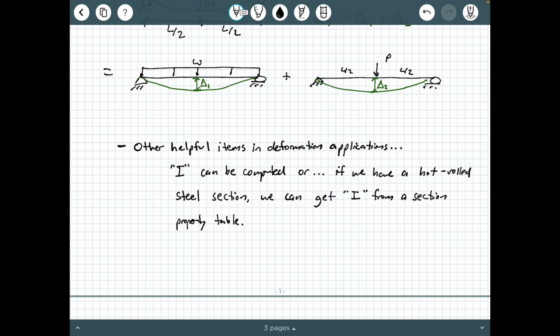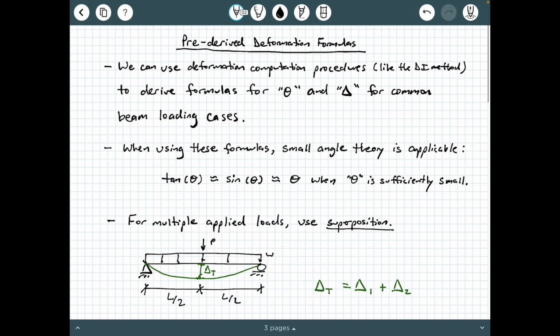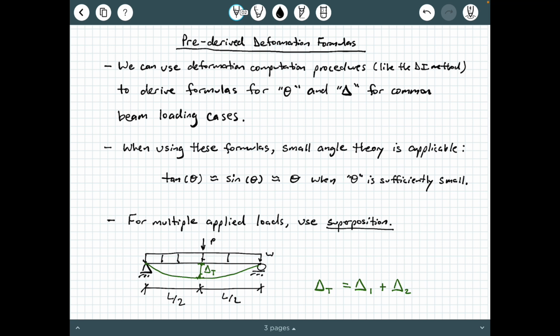So I like to mention that when we cover other helpful items in deformation applications, because sometimes, depending on your professor, whoever's teaching your class, they could give you a steel section that's what's called hot rolled, and you would need to go to one of these appendices and extract those section properties instead of trying to calculate the moment of inertia longhand, okay? So that concludes this background video on pre-derived deformation formulas and other helpful things involving using pre-derived formulas.